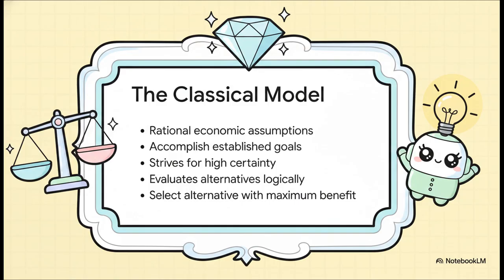First up is the classical model. Now, this is the ideal, completely rational world. It assumes managers operate purely on rational economic assumptions to accomplish precisely formulated goals. In this model, the decision maker strives for conditions of high certainty. They gather absolutely complete information, they evaluate all criteria using pure, flawless logic, and they select the alternative that offers the maximum organizational benefit. It's beautiful, isn't it? It's perfect. And it is almost never how the real world actually works.